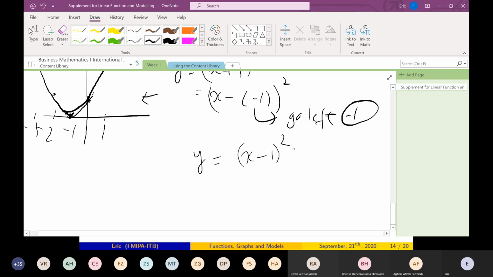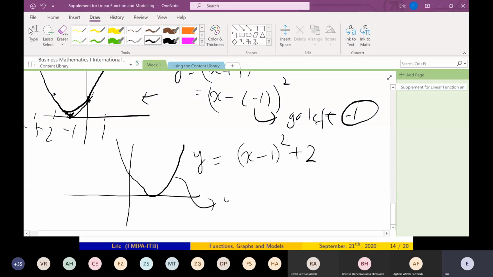What is this? So I have this is y equals x minus 1 squared. And then, don't forget plus 2. So you lift all of this by 2 points. So it will give you this shape. So it will pass through, this is 1. It will pass through 1, 2. Can you follow me?